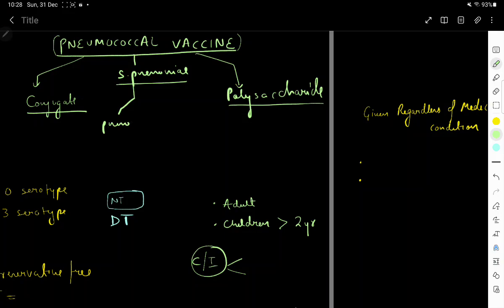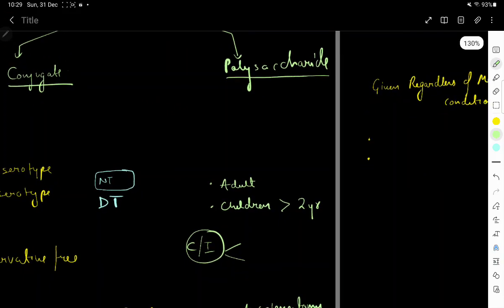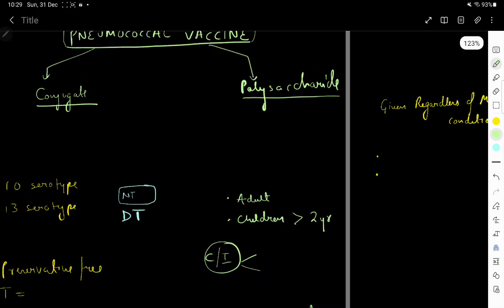Now pneumococcal vaccine is used against Streptococcus pneumoniae to prevent its infection, and generally it is known to cause pneumonia, meningitis or sepsis. So all these three can be prevented to a level with the use of pneumococcal vaccine. Either a conjugate vaccine or a polysaccharide vaccine has different uses.